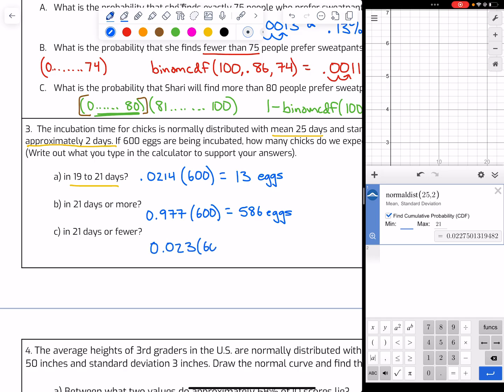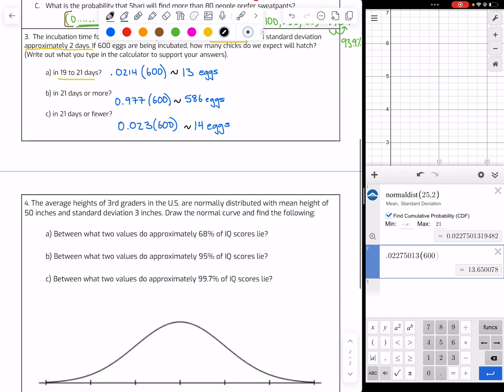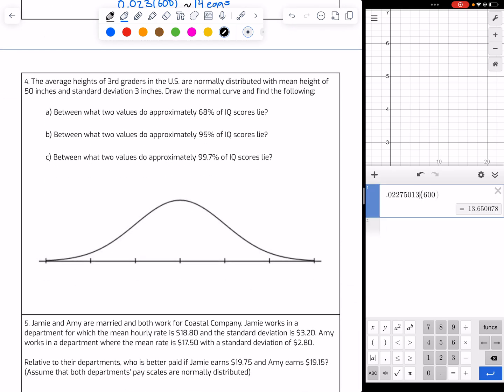0.023. And then we multiply by 600, but I just always like to push out the rounding a little further with my calculator. So let's see, 0.02275013. And it looks like it's approximately 14 eggs. So that being said, I'm actually going to change these little symbols to be approximate symbols since we rounded. All right, so that's it for number 3. Let's take a look at number 4. Clear out my Desmos. Let's see.